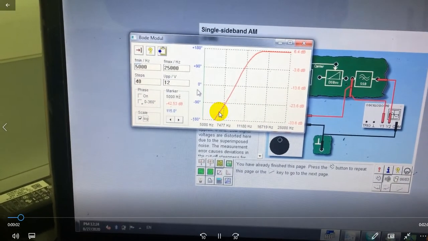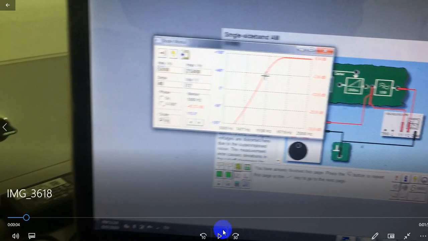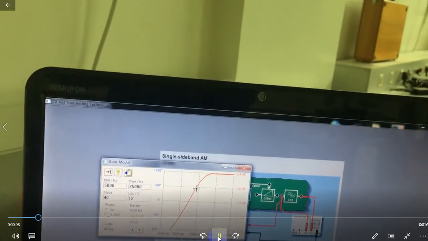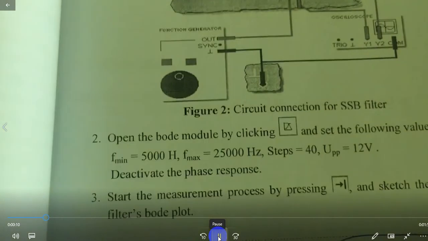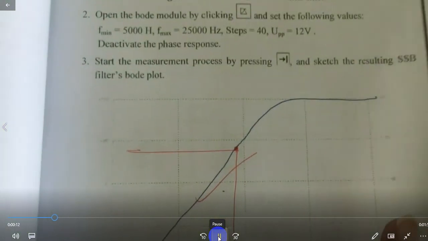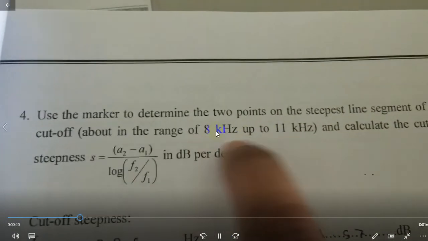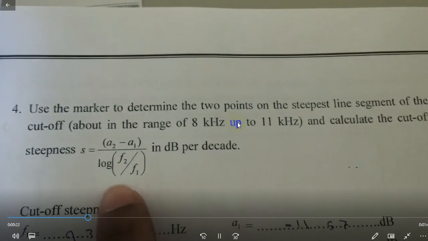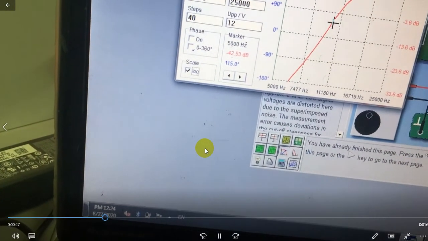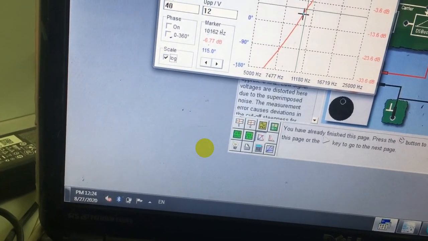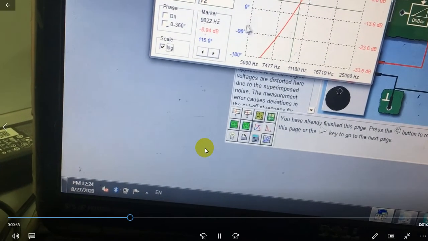As you can see here, now this is the response. This is not an exact step, it is just decaying. From here, between 8 and 11 kilohertz, we will find some points, and we will take the frequency and the voltage there in terms of dB.